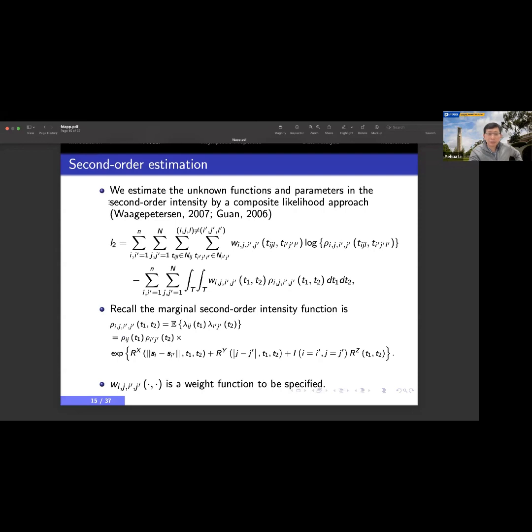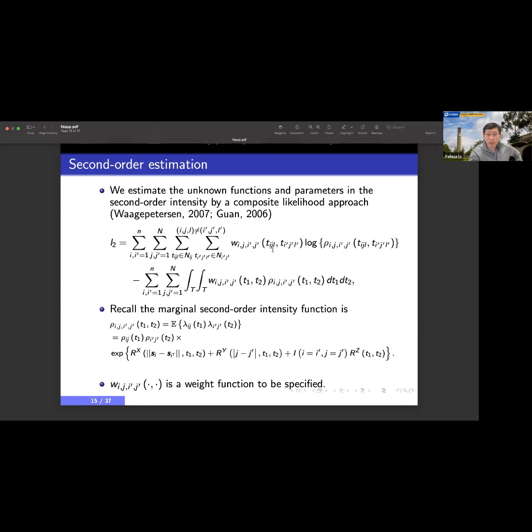We're going to build a likelihood based on the second order intensity. It's somewhat similar to what we did for the first order intensity. It's also based on the log of the second order intensity minus the integral of the second order intensity. In some way, it's similar to the Poisson likelihood we used for the first order intensity, but now we're talking about pairs of events.